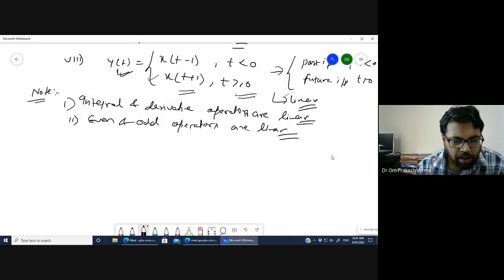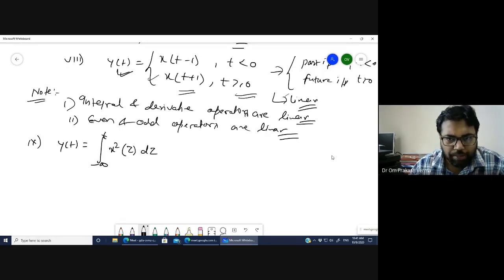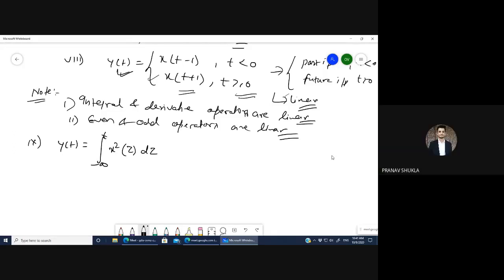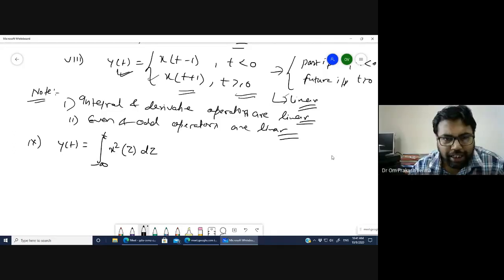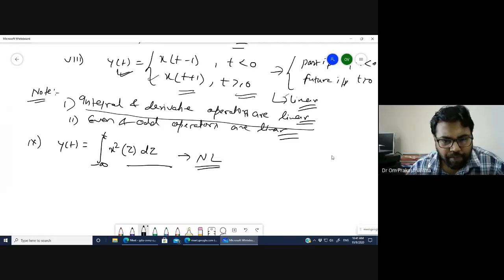Okay. So now tell me, next problem I will give: y(t) is equal to, let's see, this is also an integration. It doesn't mean anything by itself. Now what is your comment? Is it linear? Non-linear. So non-linear. It means the integral and derivative operators are linear, but it doesn't mean the system is linear. It is non-linear due to this, right?